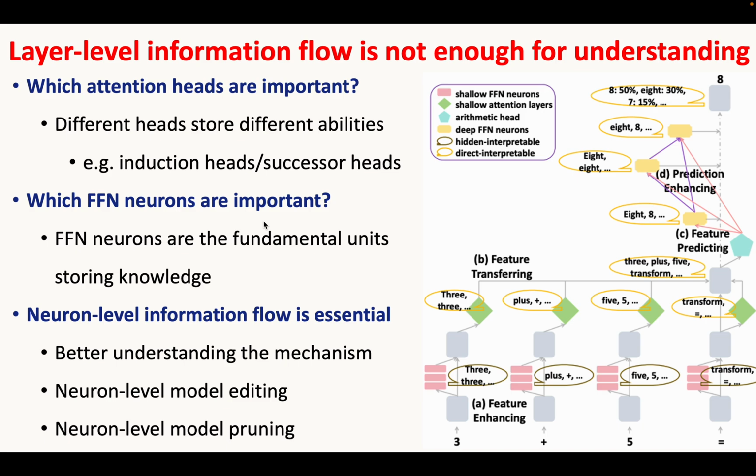Many studies have found that the attention heads and FFN neurons are the basic units storing different abilities, and it is essential to understand the neuron-level information flow in order to apply the findings on the neuron level.